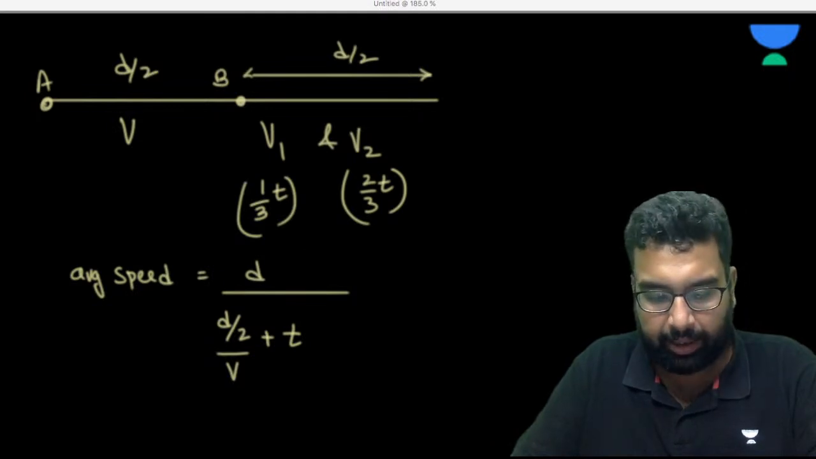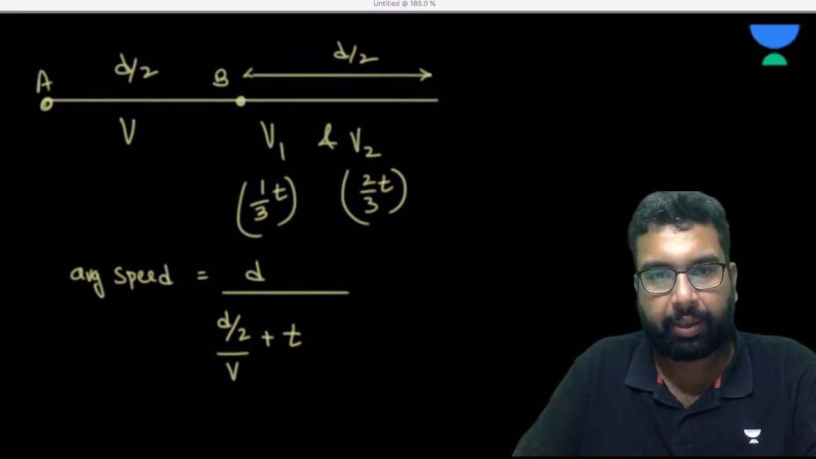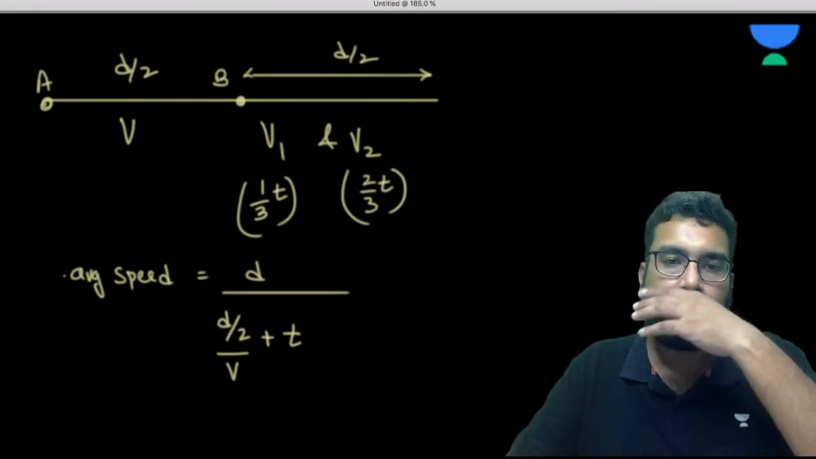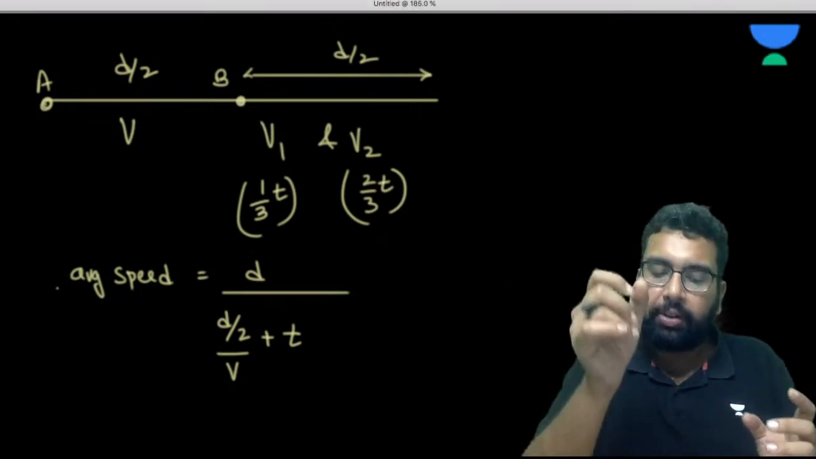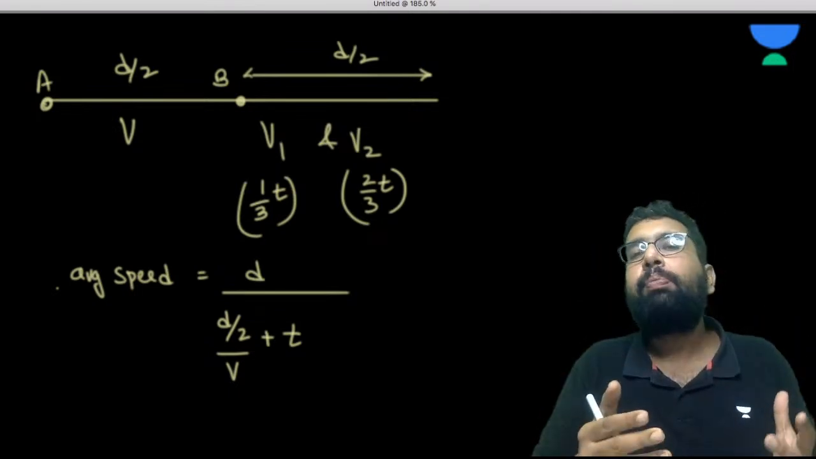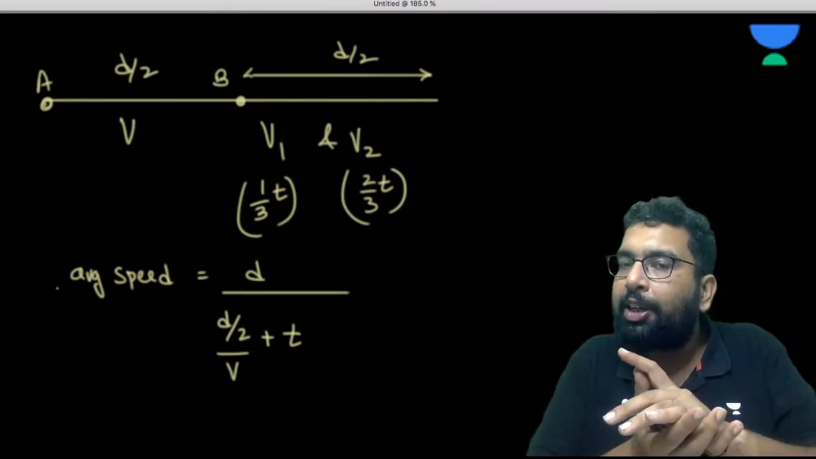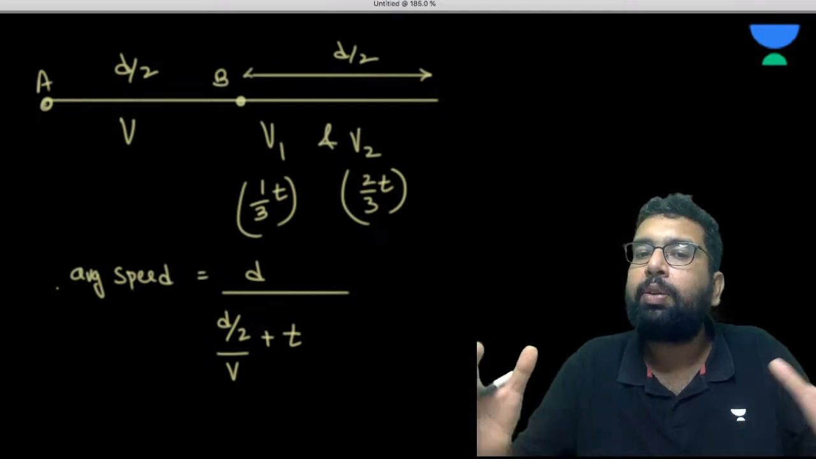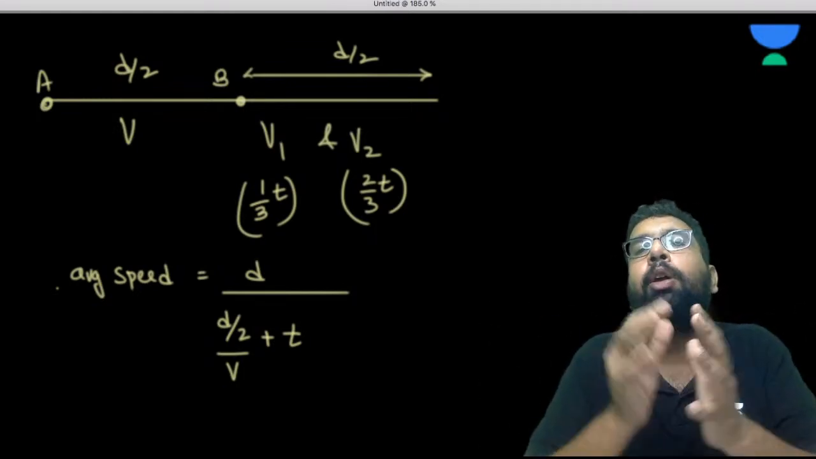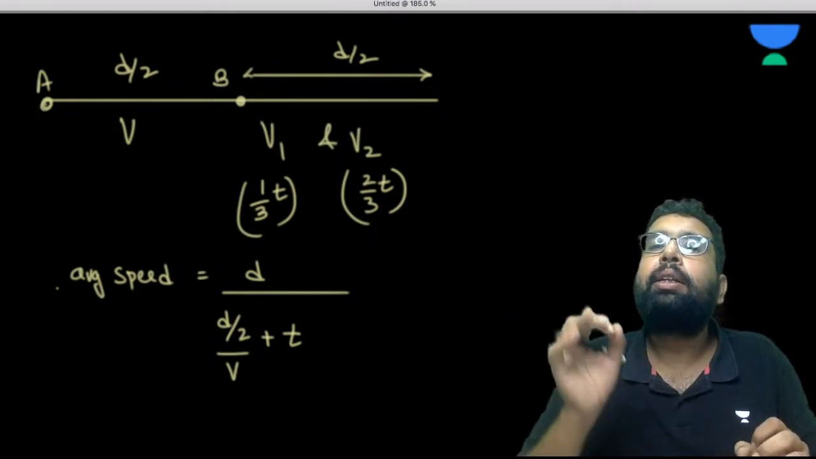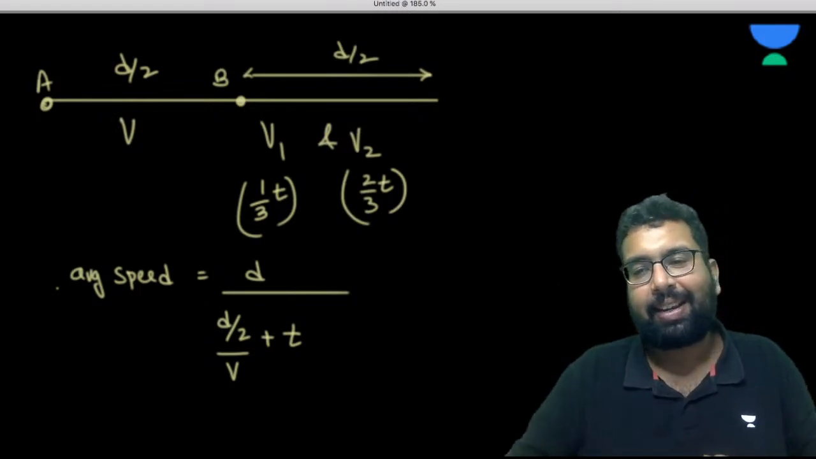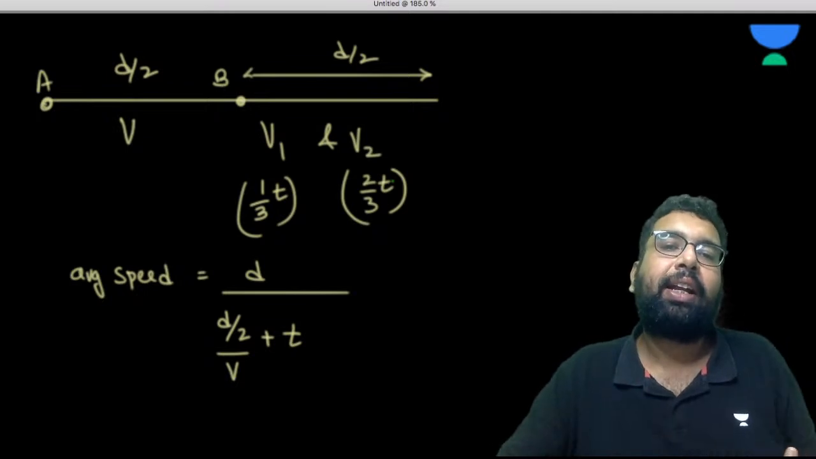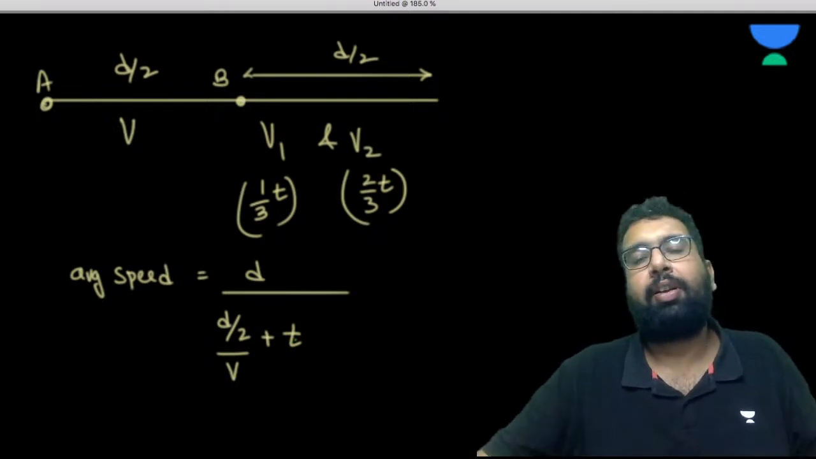Yes or no? Right? Distance upon time. So the first part of the time is the distance traveled and the speed, and the second part of the time is 1 by 3 of t plus 2 by 3 of t. So they will mix it up and it will become 1/3 plus 2/3, that is t, right? D upon (D by 2 of V plus t). Understood? Now again, if we can get somewhere this t, it will be good to go.